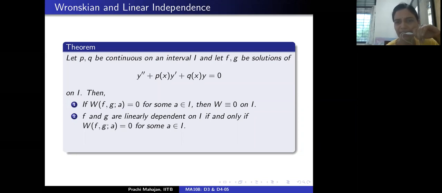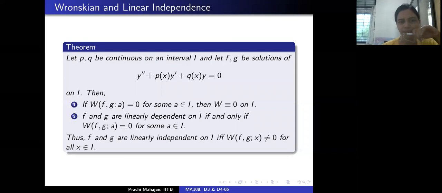Is that okay? So 2 can be, for example, restated in the following manner: f and g are linearly independent on the interval I if and only if the Wronskian is non-zero throughout the interval I. Maybe I'll pause for a minute for you to absorb the statement of the theorem. Any questions, please ask.